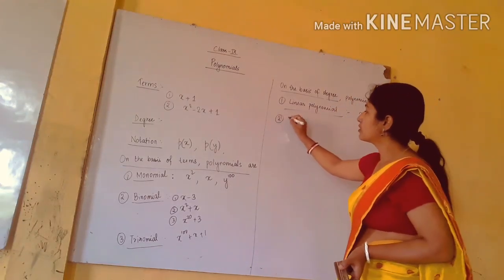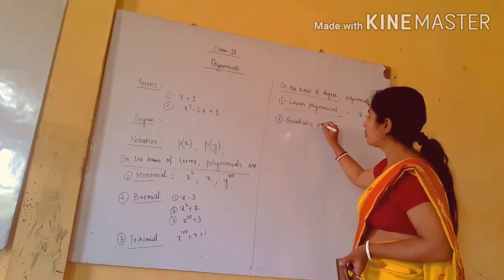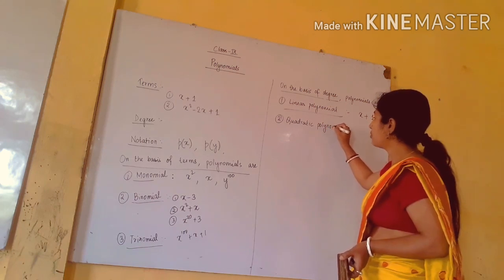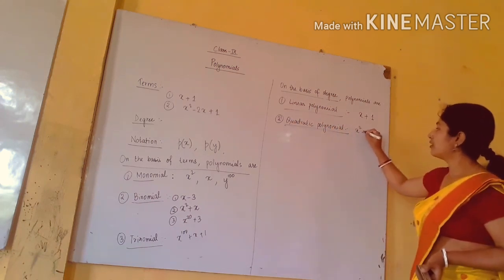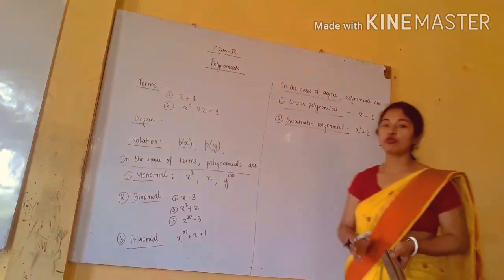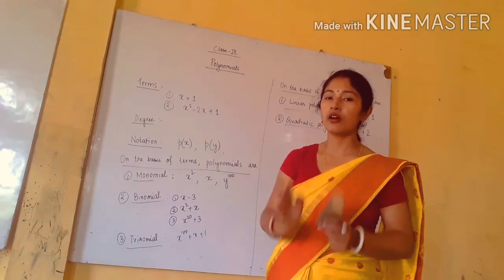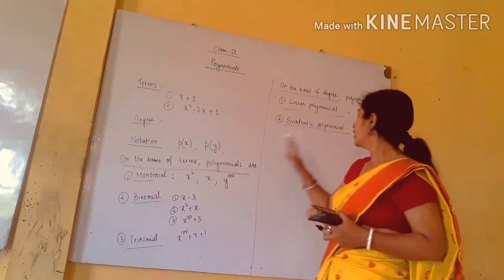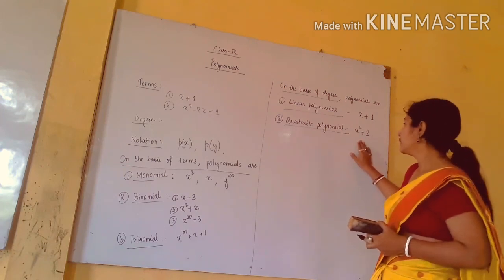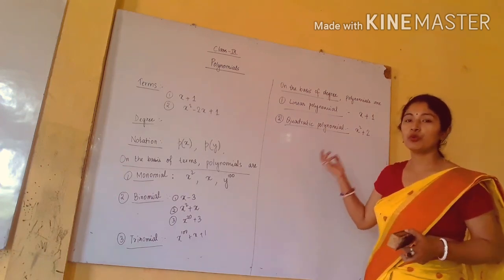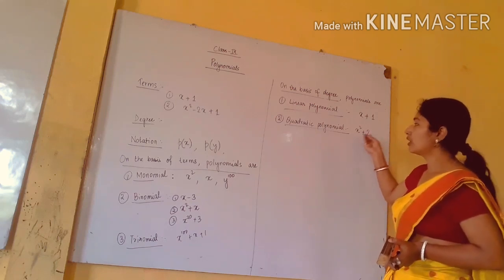Number 2 is quadratic polynomial. The meaning of this is the polynomial having degree 2. For example, x square plus 2. Here we have to check only the degree of the polynomial, not the terms. We don't have to see the terms. There may be one term or two terms, that doesn't matter here, you only have to check the degree.